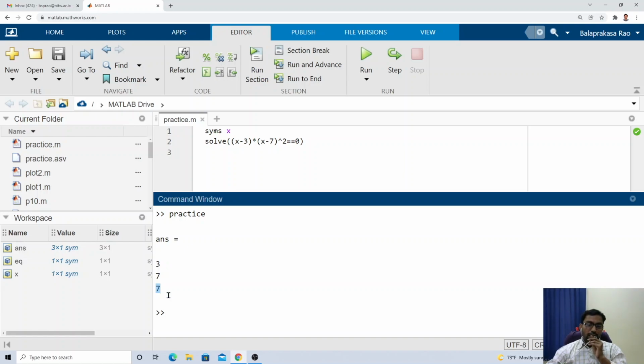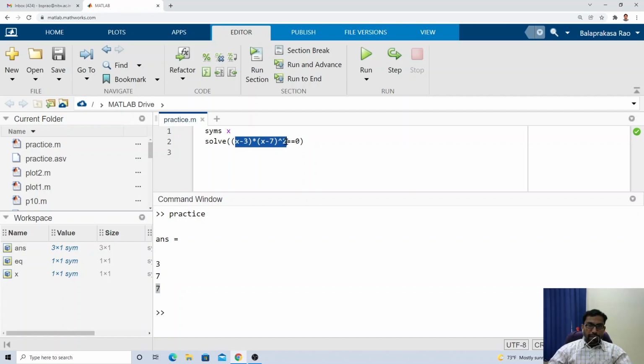First way is using roots function that we have discussed yesterday. The second way is define a symbolic variable, right? And then pass it to this solve function. So here it is very simple. Let us say you want to give some complicated equation here.